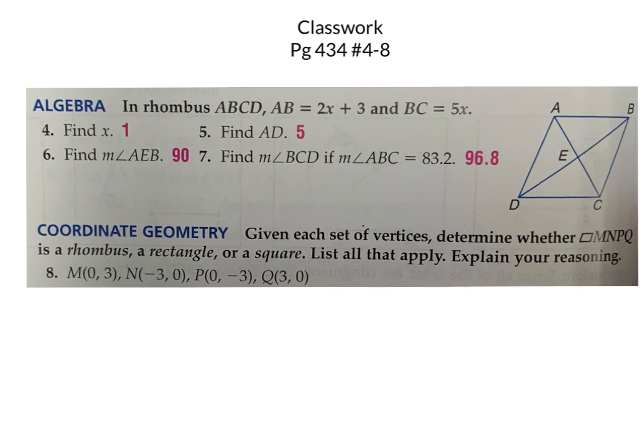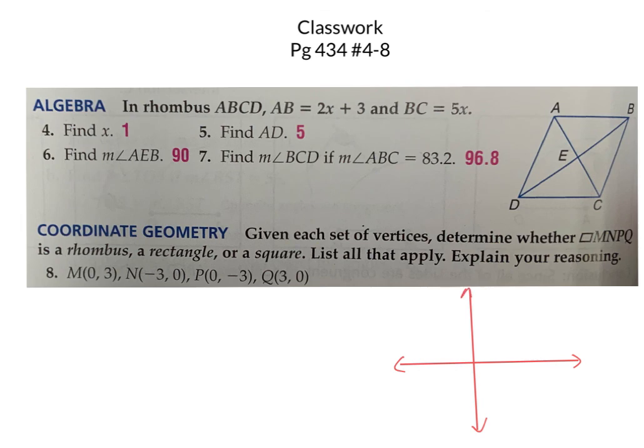Given the vertices, determine whether parallelogram MNPQ is a rhombus, a rectangle, or a square. For this particular one, you would have gotten that it was a square because it fit the rectangle and the rhombus characteristics. You could do diagonals as well, or you could do all four sides if you wanted to. So if you cannot visualize where they are, sketch it. For this one, if I don't know exactly where it is on the graph, I'm going to just sketch it so I can see what I'm talking about.